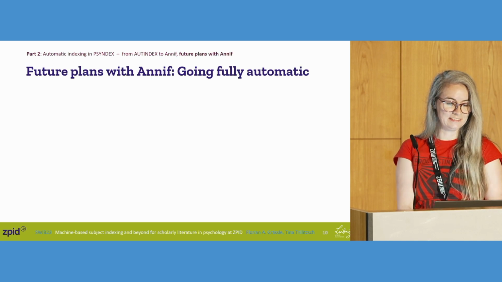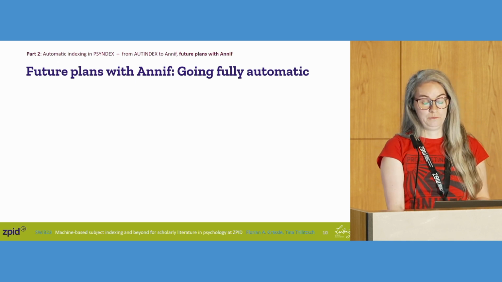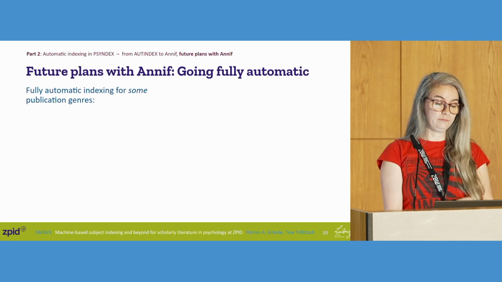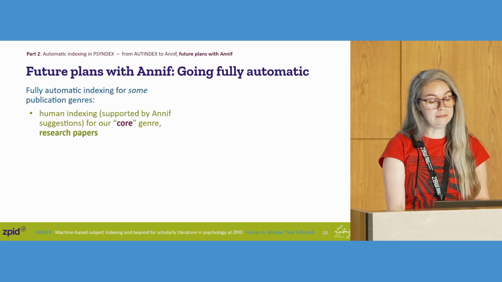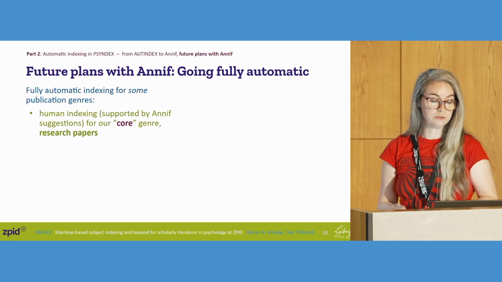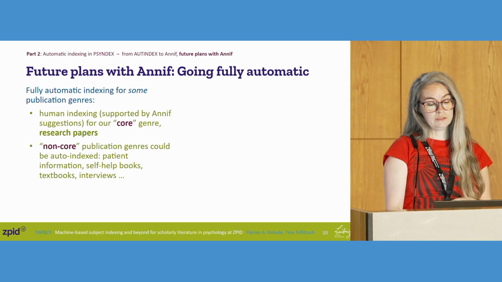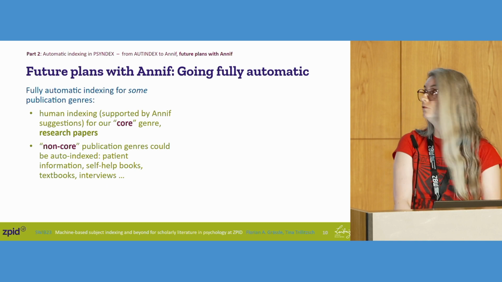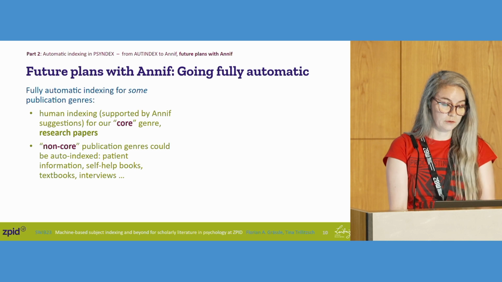So the next part is our future plans with Annif, and that we're going to be fully automatic for some of our publications. That is, for some of our publication genres. We still want human indexing, supported, of course, by suggestions by Annif for our core genre, which are research publications. And then for non-core publication genres, we think these might be able to be automatically indexed without human supervision based on a training data set from human indexers.